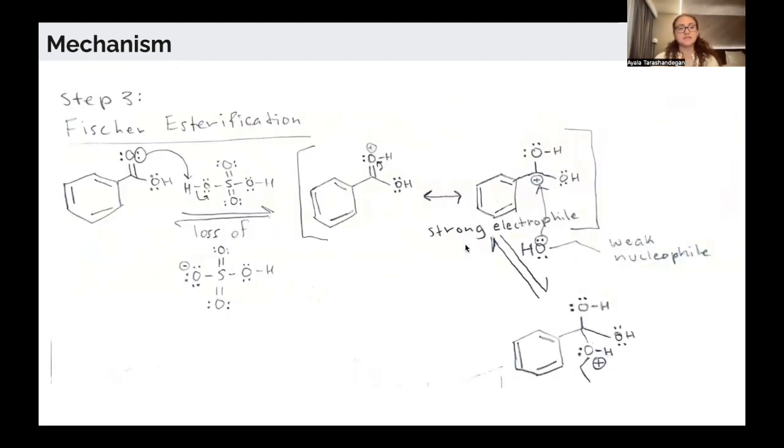Now that we have benzoic acid, we're going to go through Fischer esterification, where we're going to use H2SO4 to protonate our oxygen. We're going to have a loss of HSO4 negative, and through resonance, we're going to move the positive charge from the O to the carbon. Now that we have a strong electrophile, we're going to bring in a weak nucleophile, which is going to be our ethanol, to come in and attack that carbon and then attach itself right to it.